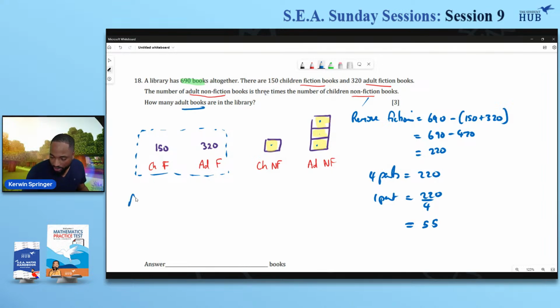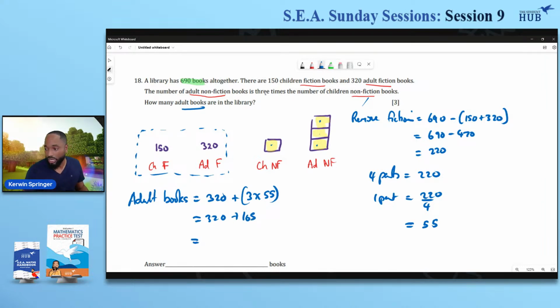Well, we have the adult books would be equal to the 320 fiction adult books. Let's see, 1, 2, 3 parts. 3 parts by 55. Let's see, 3 by 55 is what? 165. 320 plus 165 is how much, class?